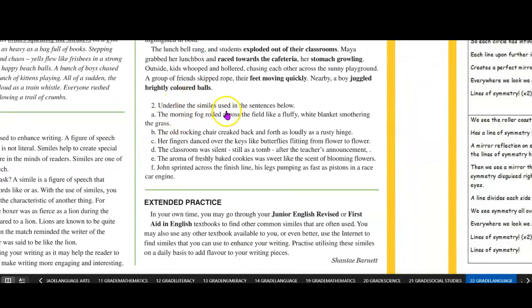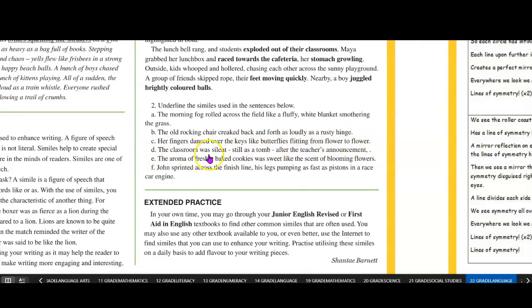Two, underline the similes used in the sentences below. The morning fog rolled across the field like a fluffy white blanket smothering the grass. The old rocking chair creaked back and forth as loudly as a rusty hinge. So that creaking sound that the rocking chair is making is being compared to the rusty hinge. Her fingers danced across the keys like butterflies flitting from flower to flower. So the movement of her fingers over the keys is being compared with butterflies flitting from flower to flower.